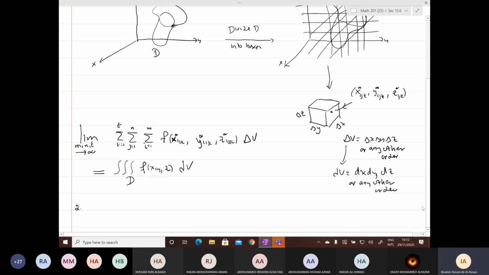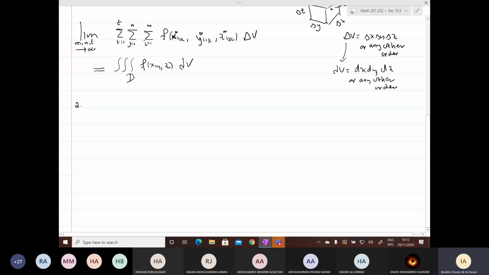Now, second thing. Now I will consider the following. This is important. The triple integral over D of 1 dv. What do you think this equals? Now if I take the function to be 1, what is the triple integral of 1 over D dv? The volume. Let's just recall something here.